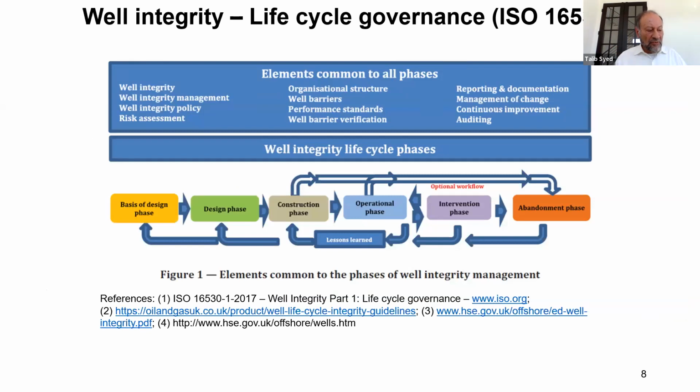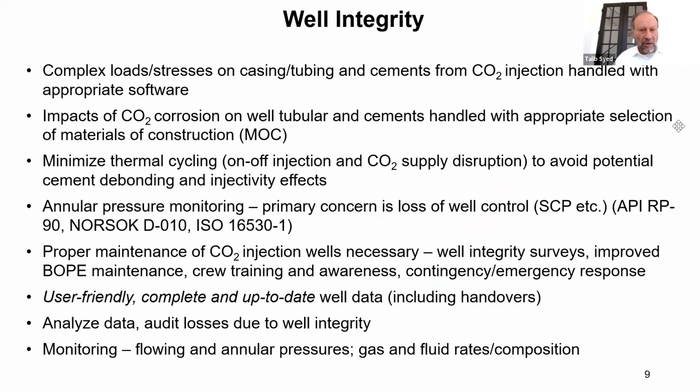Now, what do we call life cycle governance? This is the ISO definition, 16530-1. Basically, the well has 6 phases: the basis of design phase, the design phase, construction phase, operational phase, the intervention phase, and the abandonment phase. And all the elements that are common to all phases is well integrity. How do you manage it? How do you assess the risks? What is your organizational structure? What are the barriers? If they're compromised, how do you address them? And how do you verify the barriers? You're in continuous improvement and auditing.